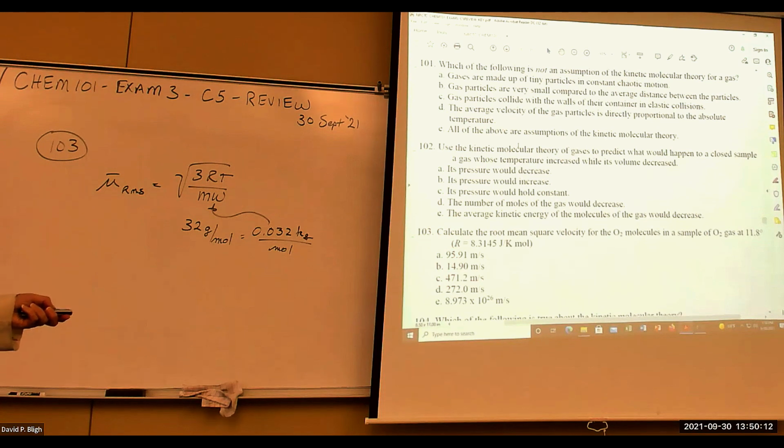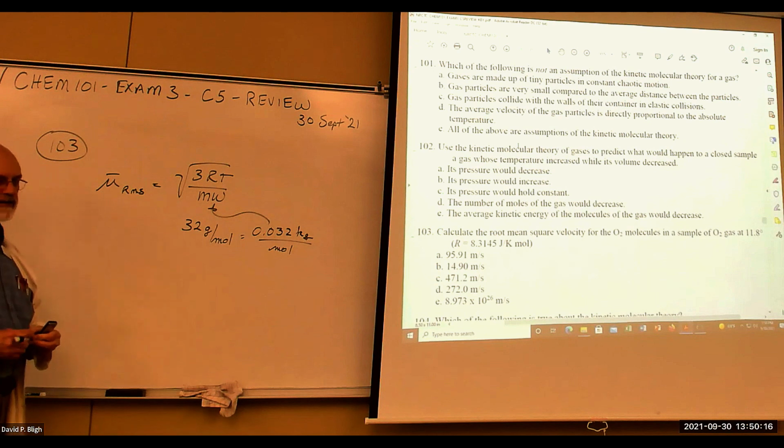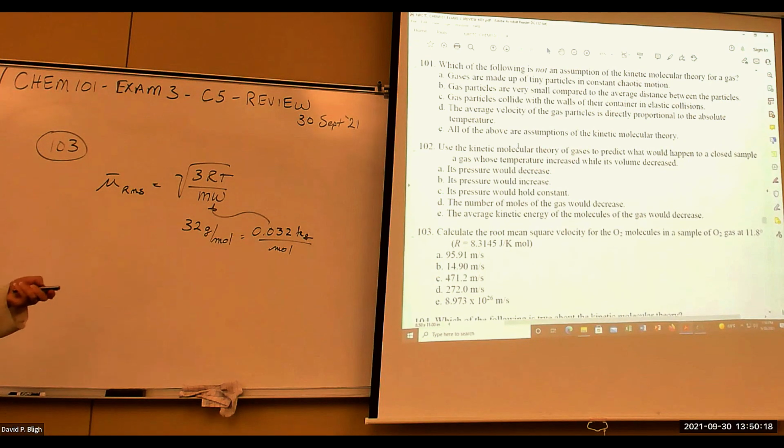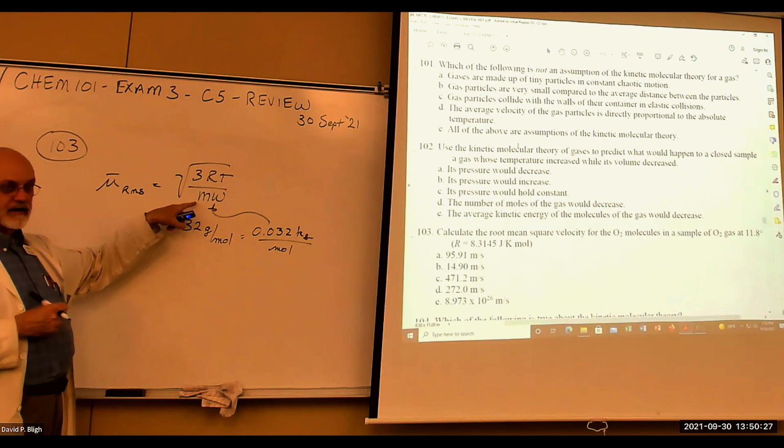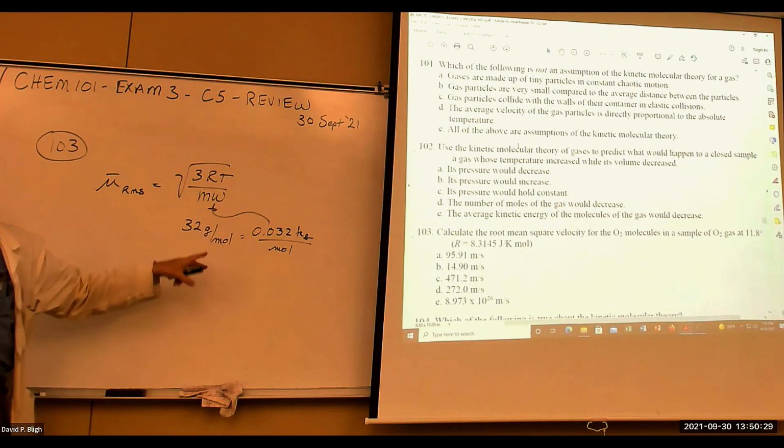C, here we go. 471 meters per second is the root mean square velocity of oxygen at this temperature. Okay? That's the trick right there. Don't forget to change that to kilograms per mole.